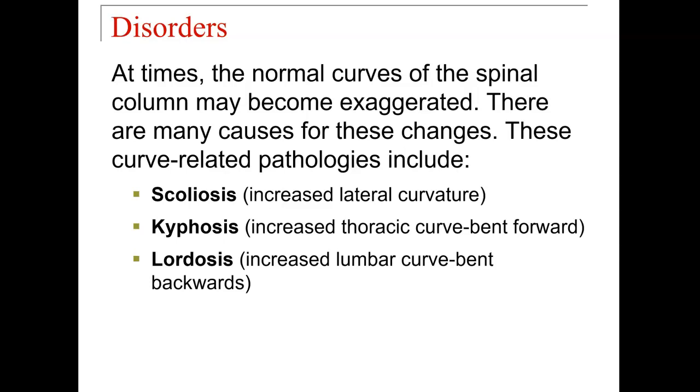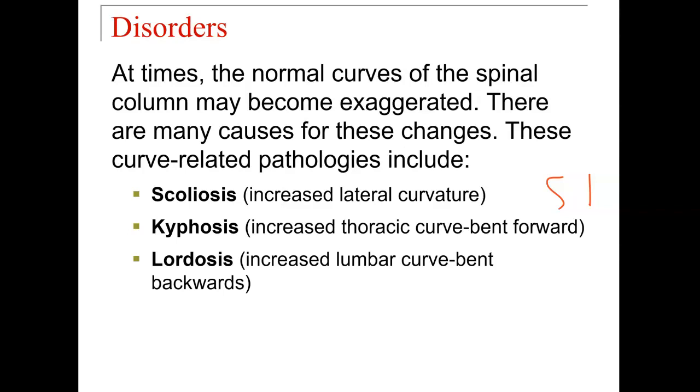Okay, so certain disorders. Sometimes the normal curves of the spinal column may become exaggerated, and there are going to be many causes for these changes. The curve is going to be related to pathologies that include things such as scoliosis. That's going to be increased lateral curvature, and we'll look at these in a minute. And so that means it can basically curve to the side instead of being a straight spine.